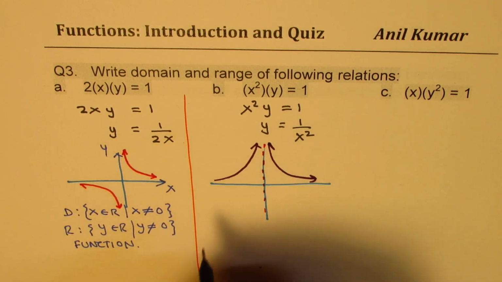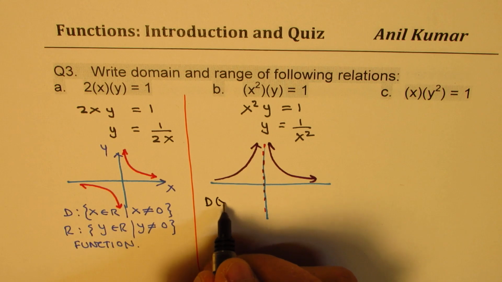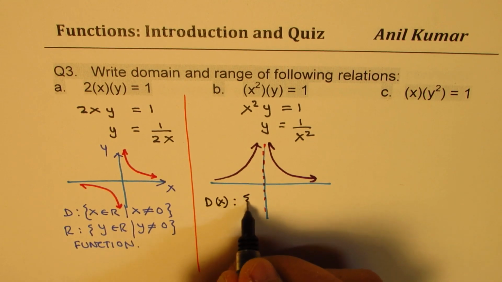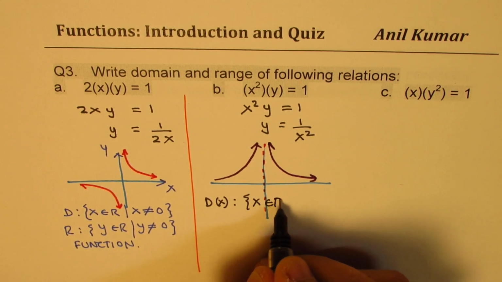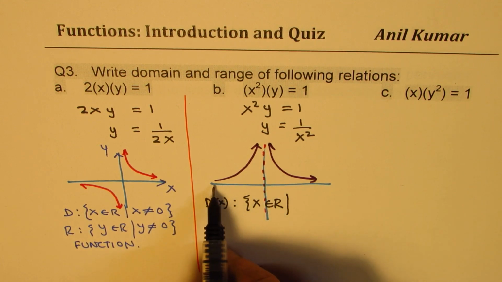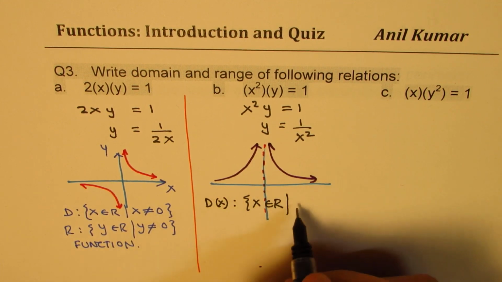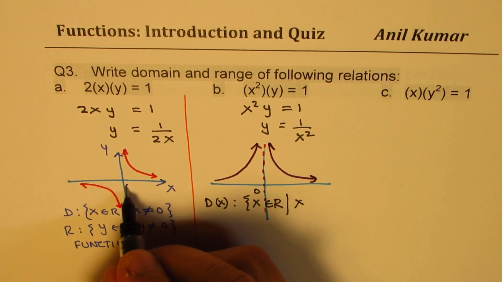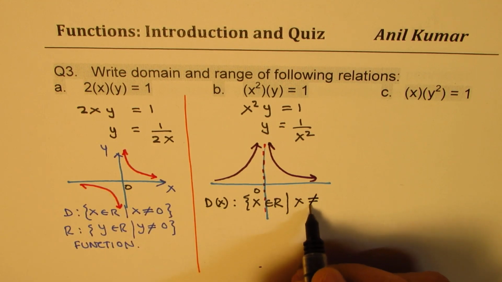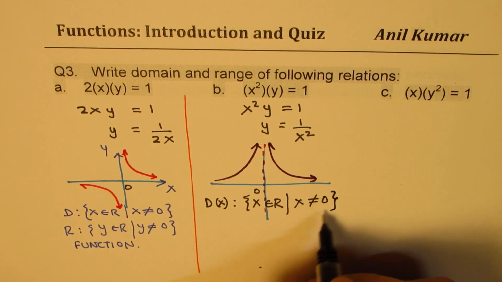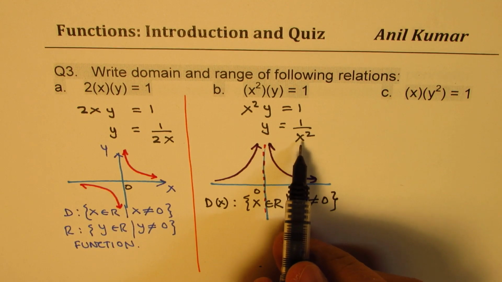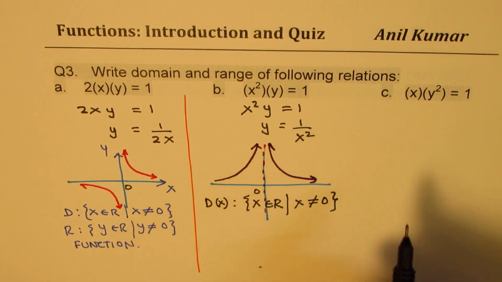From here, you can easily write that the domain, sometimes we write d of x, is x belongs to real numbers. And it could have all the values except for 0, right? Like we had earlier in this example. So x is not equal to 0. Simply because you cannot divide by 0. 1 over 0 is undefined.